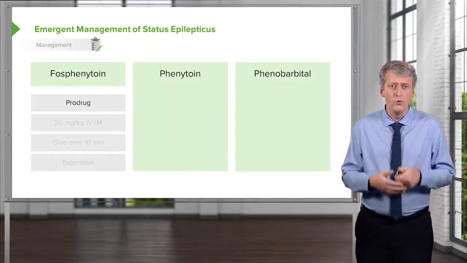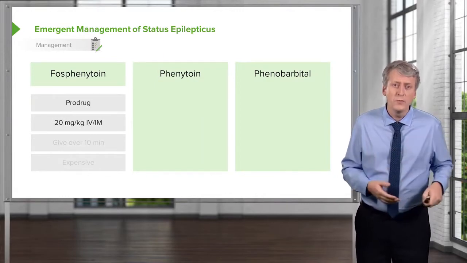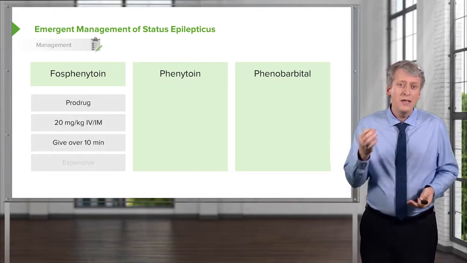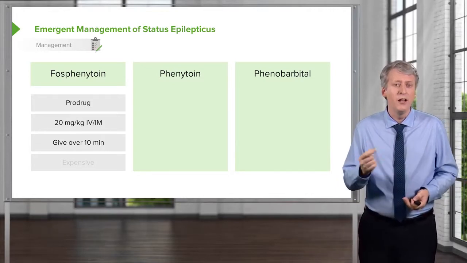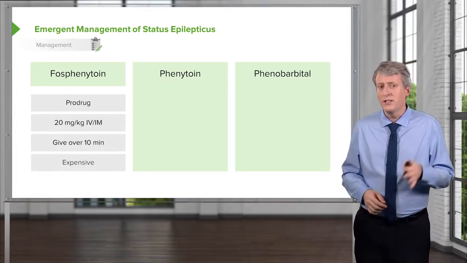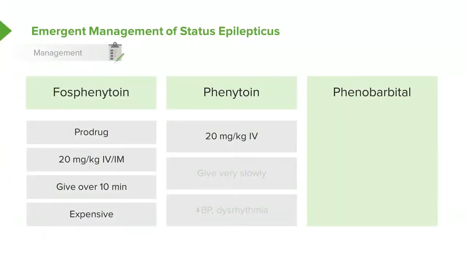Phenytoin is a prodrug. It's given at 20 mg per kilo, either IV or IM, and it's given over 10 minutes. Because it's Phenytoin, it can be given a little bit faster, and there's a benefit to that. The downside is it's expensive. Phenytoin is given at 20 milligrams per kilo IV. You may not give it IM, but you have to give it very slowly. As a result, it's a little bit more annoying and takes a little longer for the seizure to stop. Also, it can cause low blood pressure and dysarrhythmias.